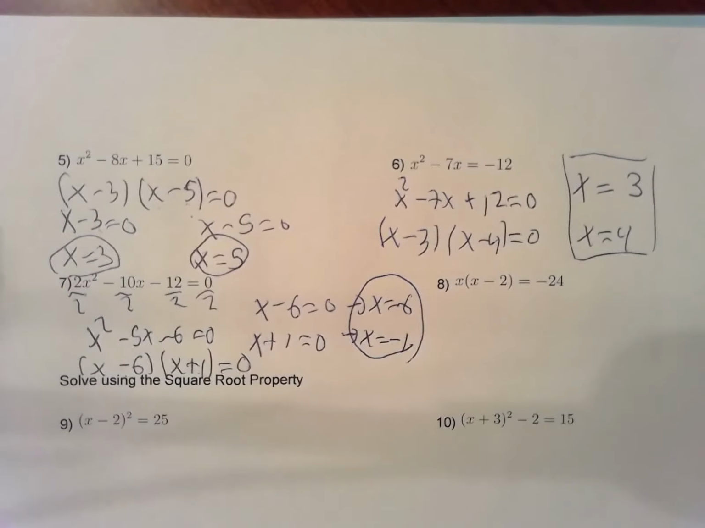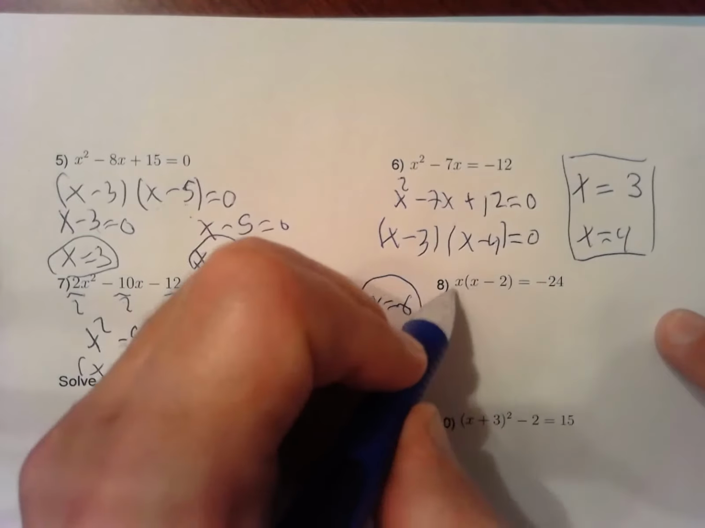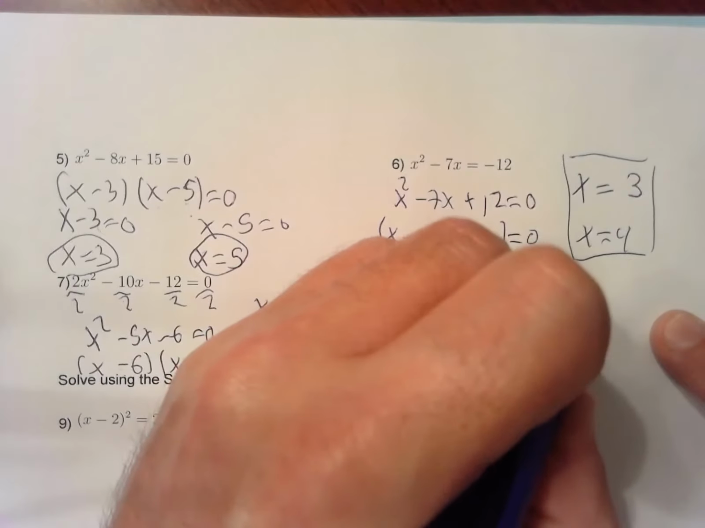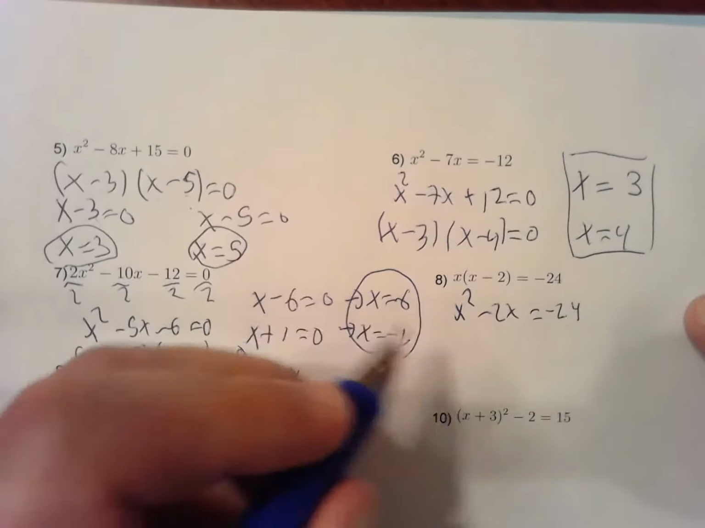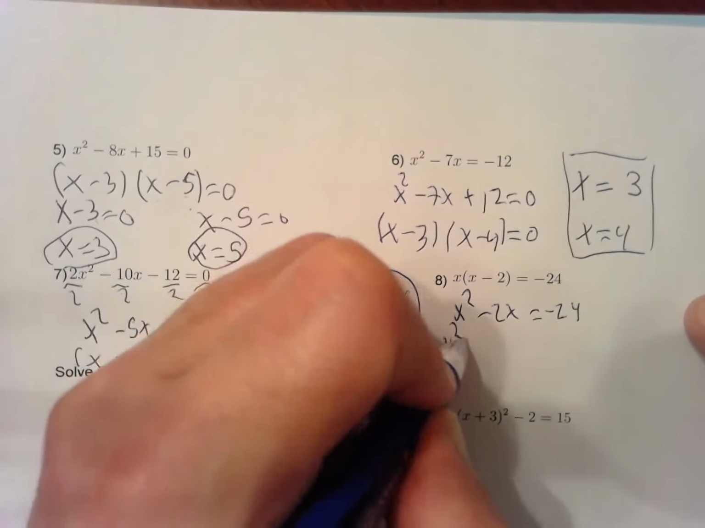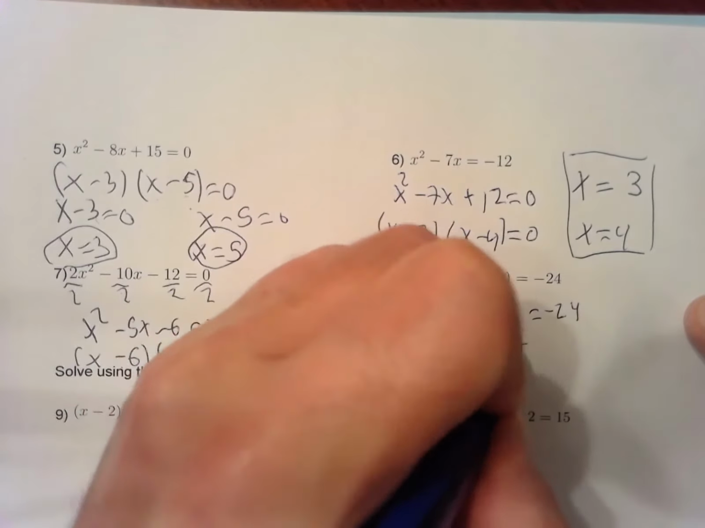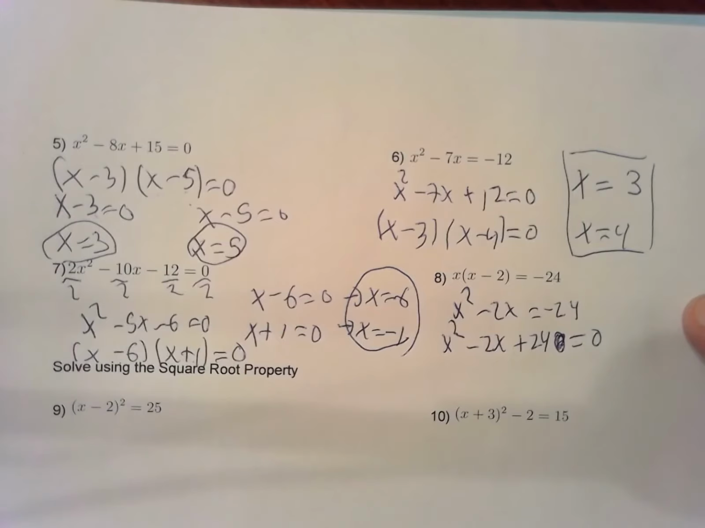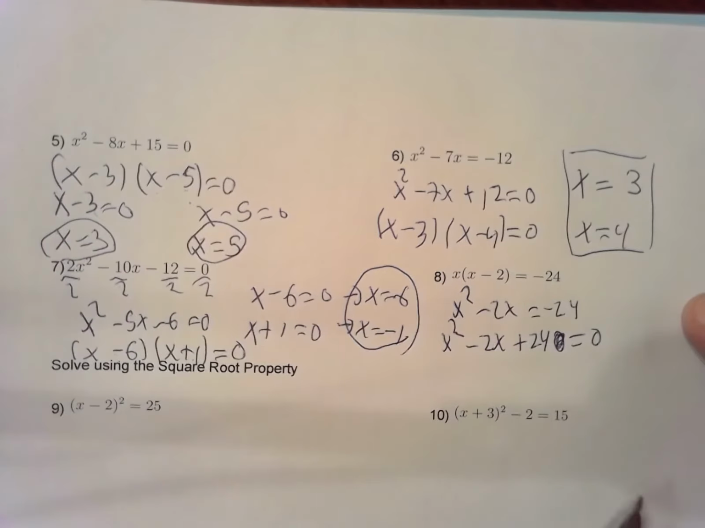Okay, here, if we're going to try to solve this by factoring, we have to get it in standard form. So distribute. x squared minus 2x equals negative 24. Move everything to the other side. We have to be in standard form. We have to have a 0 on one side, equals 0. Okay, this won't factor. You can try everything you want. It's not going to factor. We're going to have to solve this some other method. So, quadratic formula, completing the square, whatever your favorite method is. I'll do quadratic formula here.